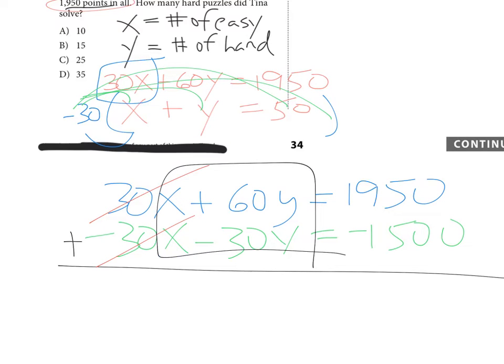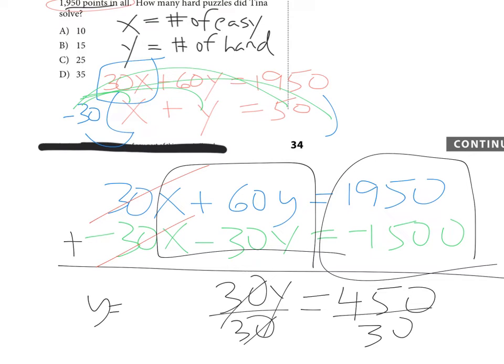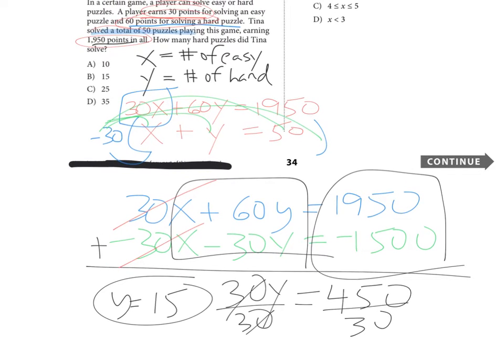Now I'm going to add the equations together because the x's will cancel, and that tells me that's 60y minus 30y, so that's 30y. That equals 1950 minus 1,500, or 450. And if I divide both sides by 30, that tells me that y is going to be equal to 15. Why is that good? Because the question says, how many hard puzzles did Tina solve? Well, y was the number of hard puzzles, so in this case, y is going to be 15, or answer choice B.